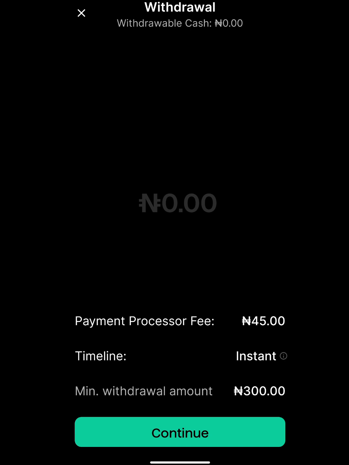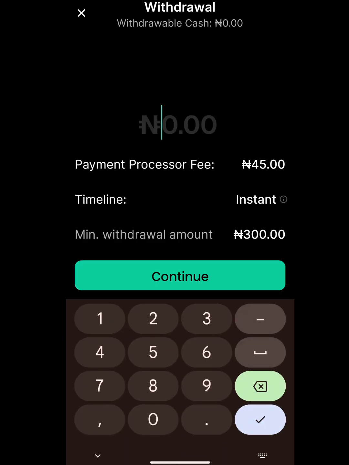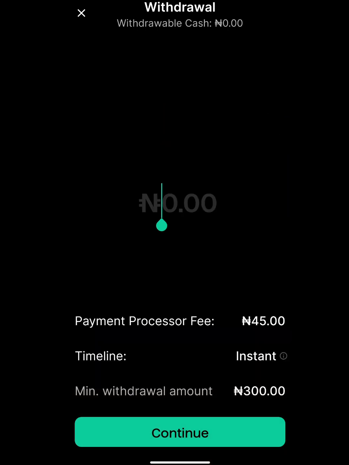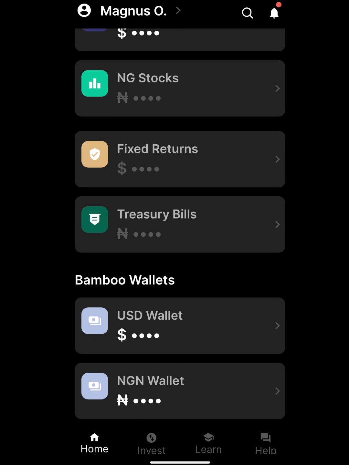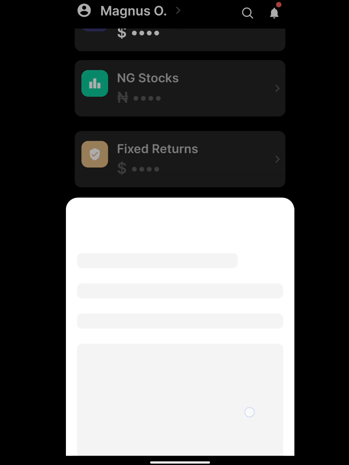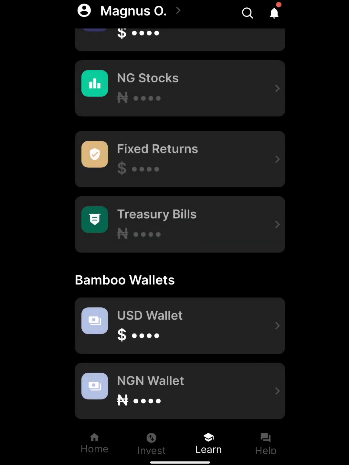As you already know, right now I cannot withdraw my money because I just sold the stock. I have to wait another day and then it will appear here. From here, I can now withdraw my money and that's it. So that's how you can withdraw your money from the Bamboo app. In case anything comes up, don't forget to go to help here. When you come to help, you can always reach out to the customer support team to help you. You can also send a message to Bamboo on Instagram to assist you with these things.